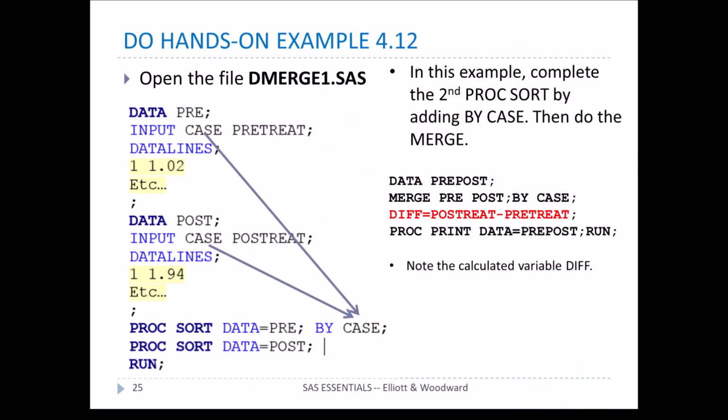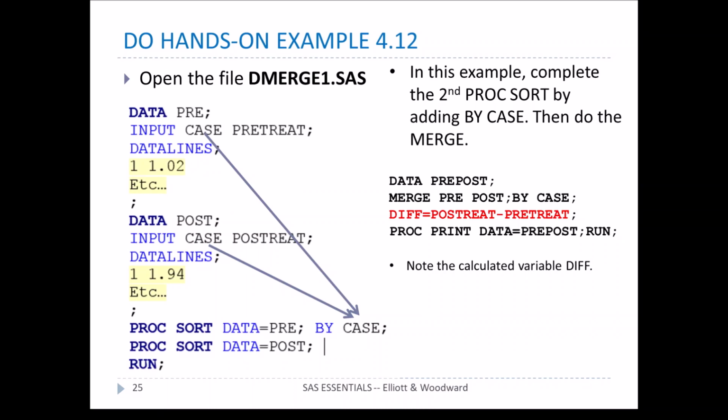So here's an example of that, and you can open up the file dmerge1.sas to see this example. We have data pre, and we have the case, and then a variable called pre-treatment. And in the second data set called post, we have case and a different variable called post-treatment. Now notice here there's two different variables, pre-treat and post-treat. Now we do a PROC sort on each one. So by case, the second one doesn't have the by case there, but it should. And then what we do is in the data step, we merge pre and post, then by case.